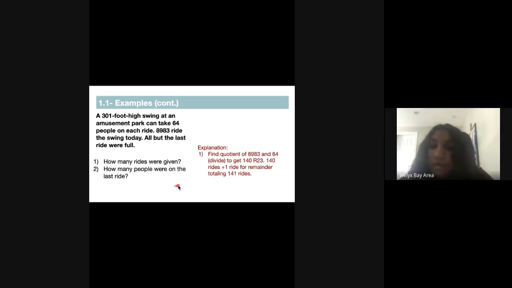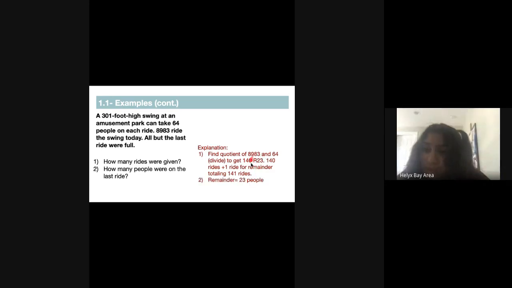Okay, so the first step we do is we try to find the quotient of 8,983 and 64 because there's 64 people on each ride. This would give us 140 remainder 23. This means that there's 140 rides and there's one extra ride to account for this remainder of people.